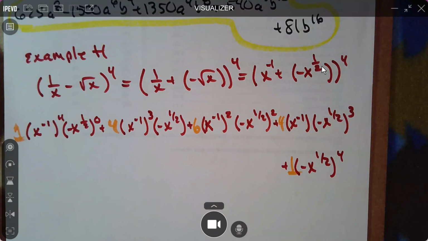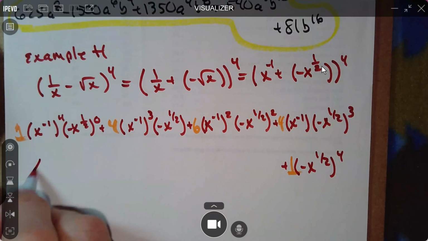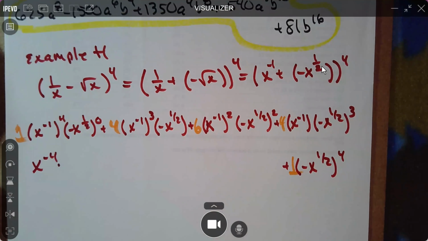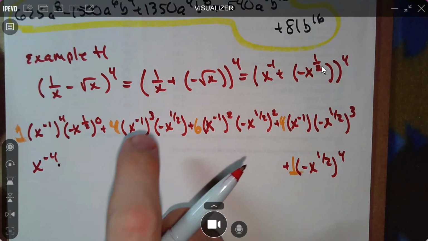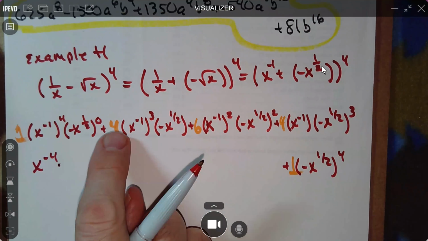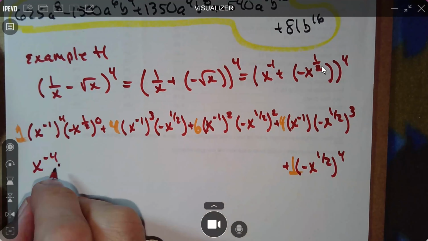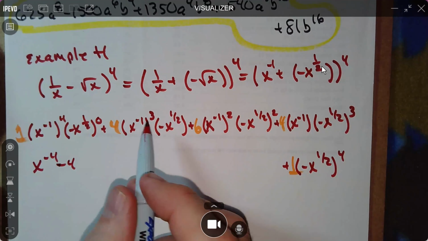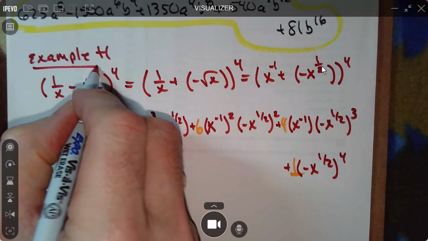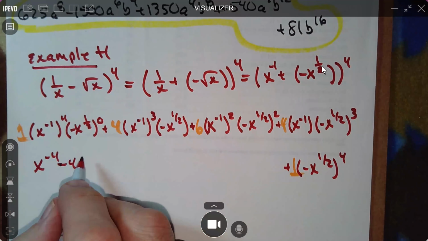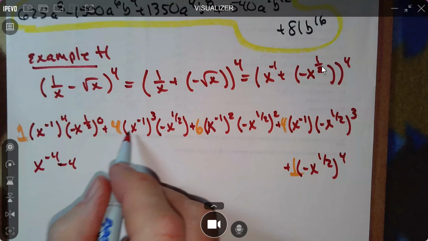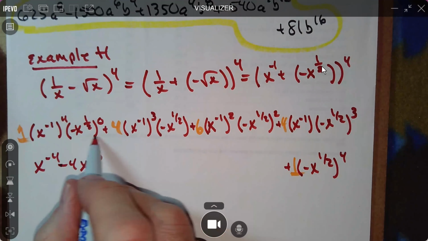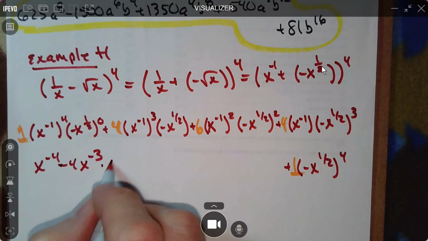So 4 times -1 is x to the -4 times this, the 0 power, which is just 1. So I'll just leave that there. And then I'll have a 4 times -1. So I'll have a -4. What's going to happen with these exponents? We've already dealt with that in example G, but what happens to these exponents? They get multiplied. So I had number 4x to the -3rd. I already took care of the negative. So I'll have times x to the 1/2.